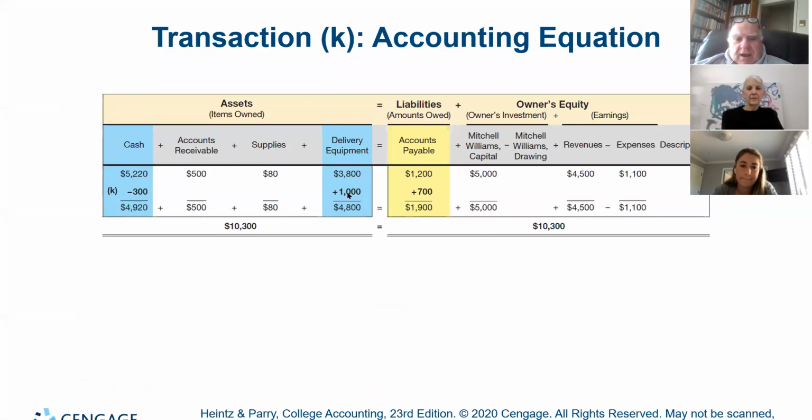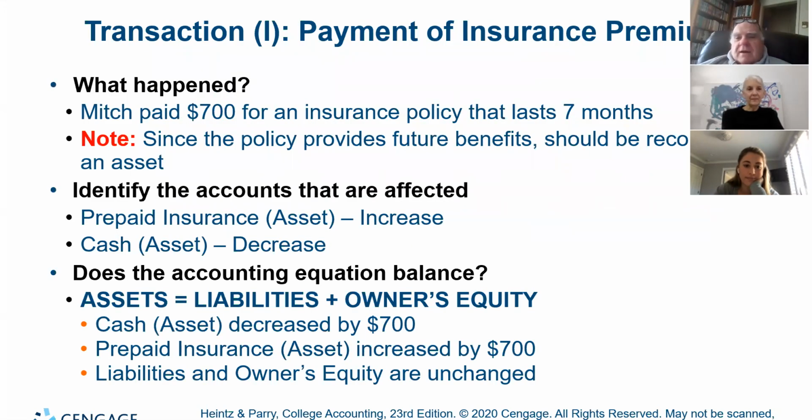Delivery equipment. Now we have more equipment. Hooray. And we had to spend $300. So cash goes down from $52.20 to $49.20. And now our debt has gone up by $700. Feel pretty comfortable with that, Taylor? What we're doing? Yeah, it's making sense. Okay. How about you, Lori? Yeah, totally. All right, here we go. Keep rolling.